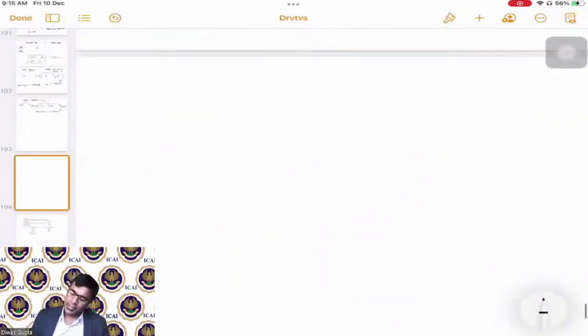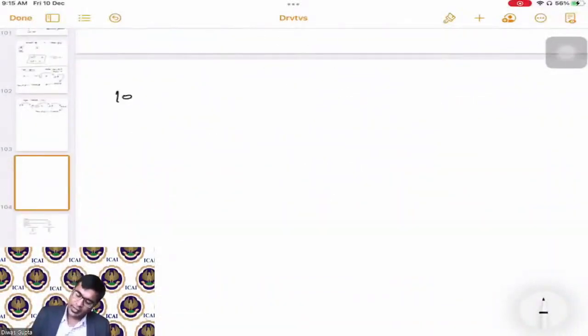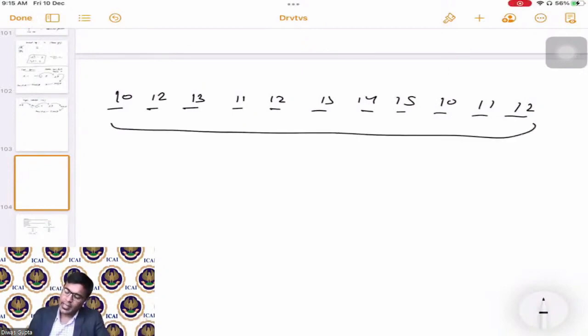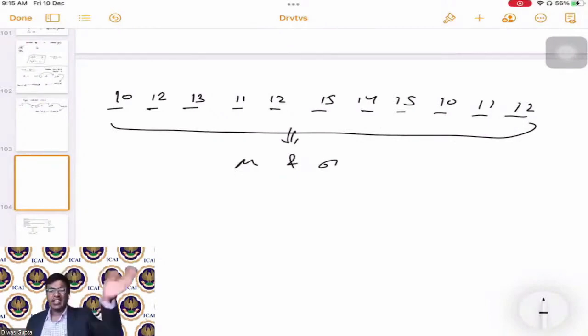Now, let's say in the series of data, you have 10, 12, 13, then again 11, 12, 13, 14, 15, then again 10, 11, 12. Let's say these are the prices on different days. That has already happened in the past. Now, using this, you can calculate the mean and the standard deviation, both of them, for this data series. I have taken 10 years of data in my example, but I'm just putting a smaller number of figures so that you can easily understand.